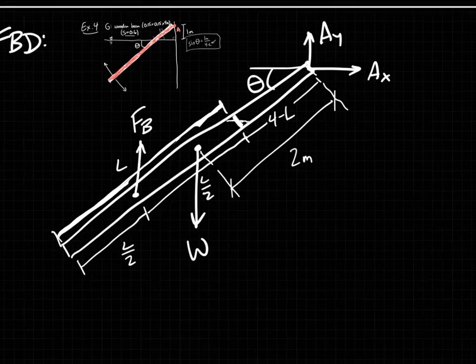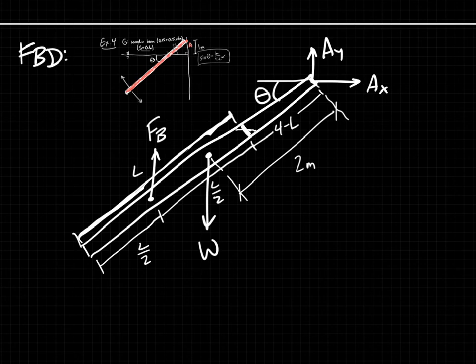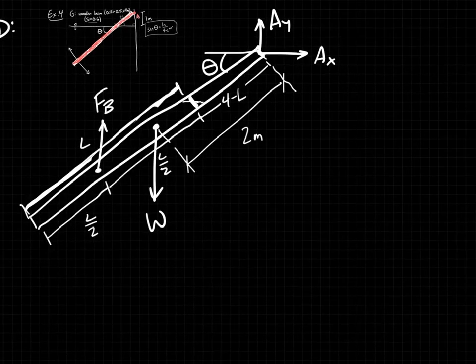What we're going to ultimately go for is the sum of the moments around A, because that's what's going to determine when this thing is balanced, since I think there are too many unknowns to just do sum of forces. So let's walk into this. We need to solve for weight and we need to solve for buoyancy.